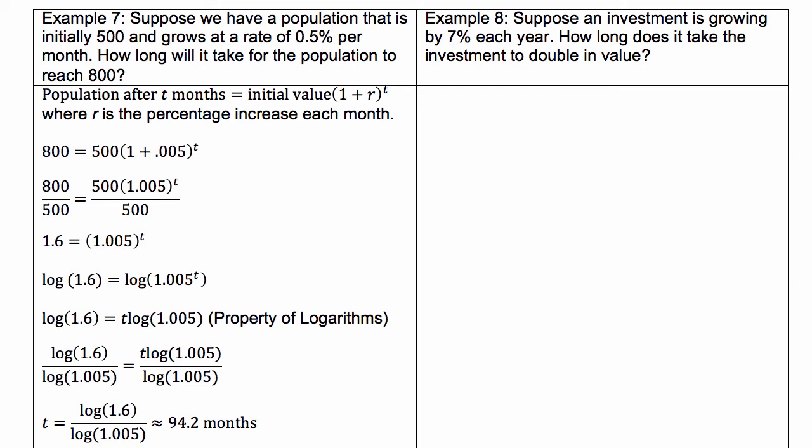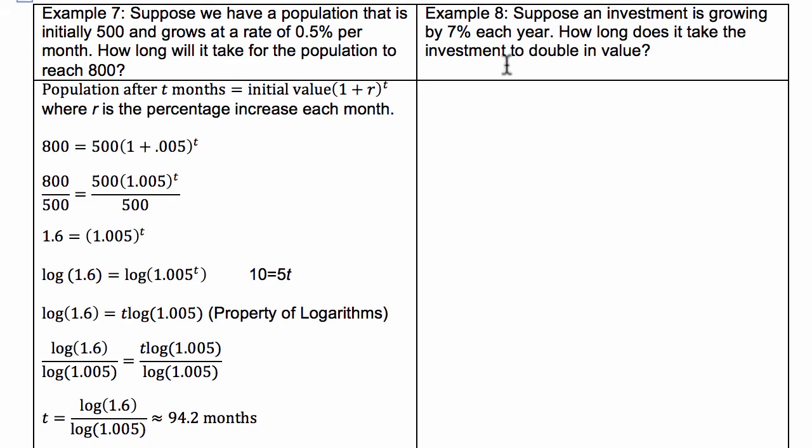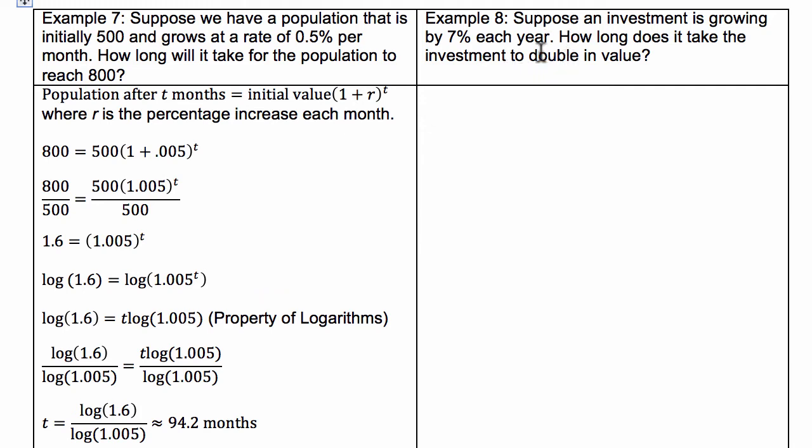Example 8. Suppose an investment is growing by 7% each year. How long does it take the investment to double in value? In this example, the investment depends on time, so the investment is a function of time. Notice it's growing at a constant percentage rate of 7% each year. That means this is an exponential function.